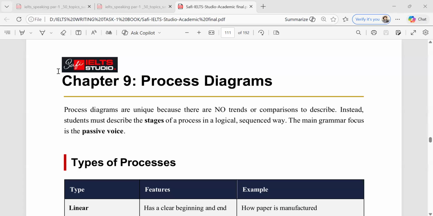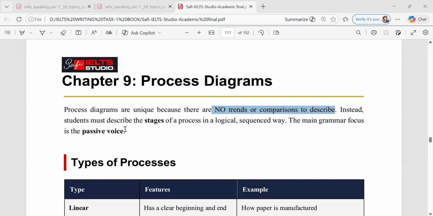In today's lecture, we will talk about process diagrams. Process diagrams are a bit unique because there are no trends or comparisons to describe. We don't have any increases or decreases for this. It's totally different from the graphs or the charts we studied previously, like the first one, the pie chart, then the bar chart, and then even the line graph. This one is a bit different.